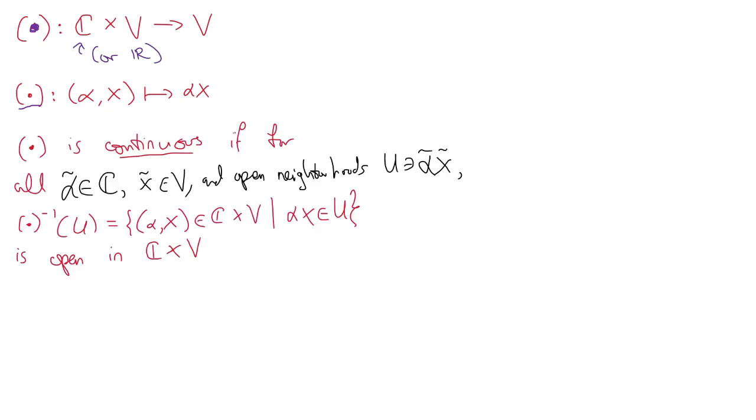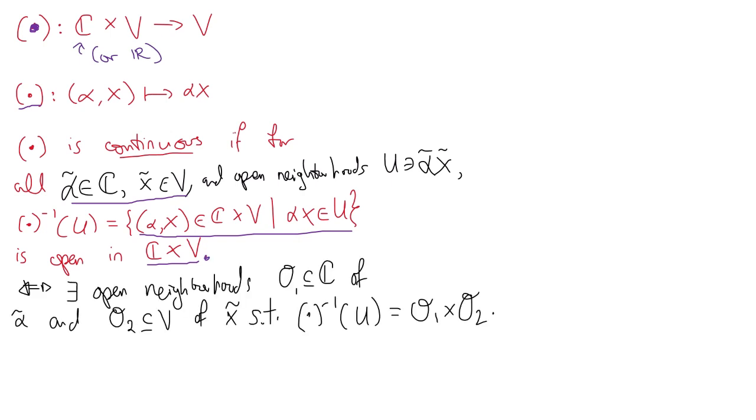We say multiplication is continuous if for all alpha tilde in the complex numbers and x tilde in V, so we have pointwise continuity, then for all open neighborhoods U of alpha tilde x tilde, the preimage of U under multiplication, that's exactly this set, is open in C cross V. This is true if and only if there exist open neighborhoods O1 in the complex numbers of alpha tilde and O2 in your vector space of x tilde, such that the preimage of U under multiplication is O1 cross O2, and this is by the definition of the product topology on C cross V.